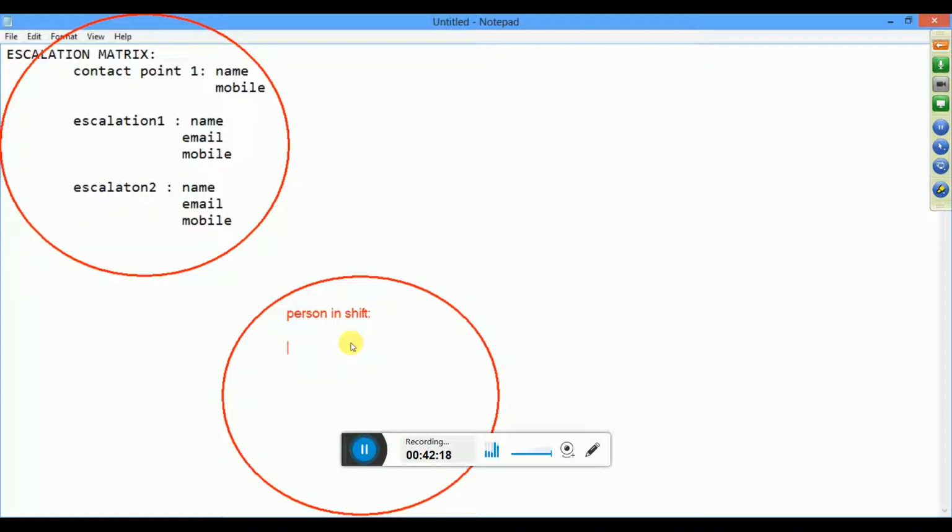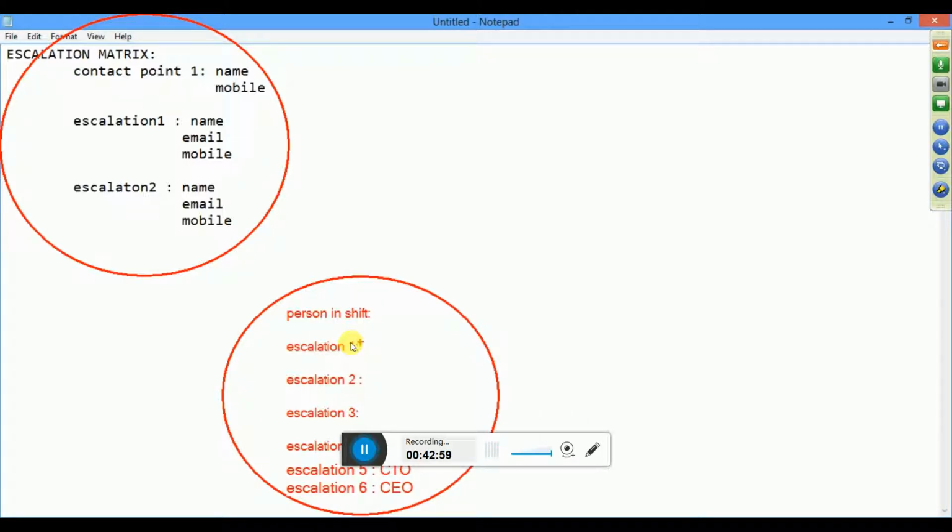Then if the person is not available, then escalation point 1 will be there, usually your team lead. Then escalation point 2, usually your manager. Escalation point 3, usually your director. Escalation point 4, usually your vice president. Escalation point 5, usually your chief technology officer. Then escalation point 6, usually your CEO. So this is the general structure.